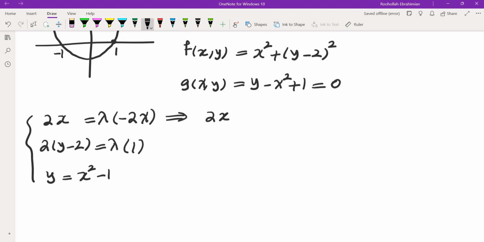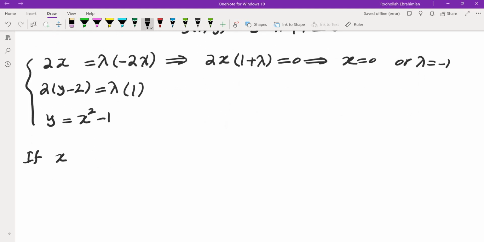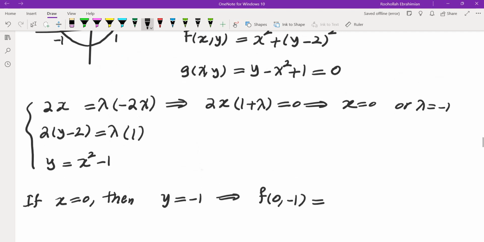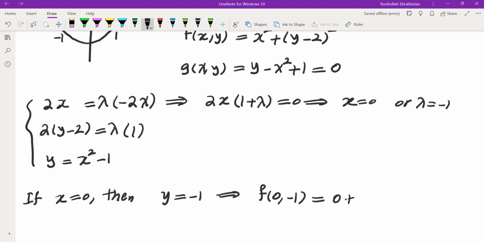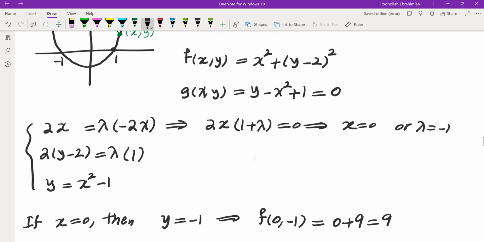The first equation gives us 2x times (1 plus lambda) equals 0. So this means either x is 0 or lambda is -1. Now we take two cases. If x is 0, then y would be -1. So we'll have to find the distance from (0, -1) to the point that they gave us. This would be 0 plus 9, since -1 minus 2 is -3, and you square that, you get 9. So that is one possible answer.